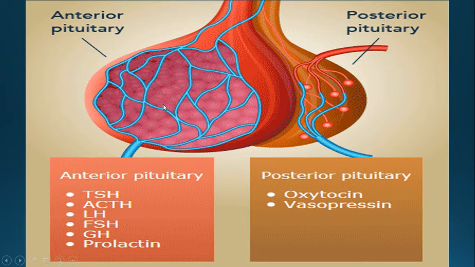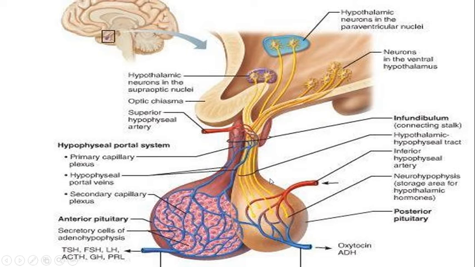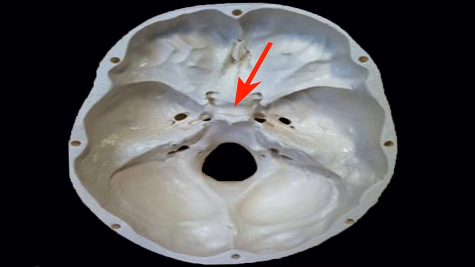of pituitary gland hormones. The posterior pituitary gland is basically the storage site for hormones released by the hypothalamus. And as you can see here, it directly receives the nerves arising from the hypothalamus. So it is also called neurohypophysis, whereas the anterior lobe is also called adenohypophysis.